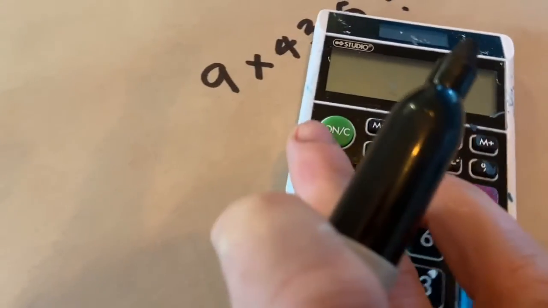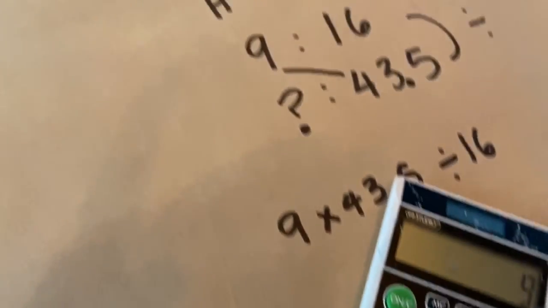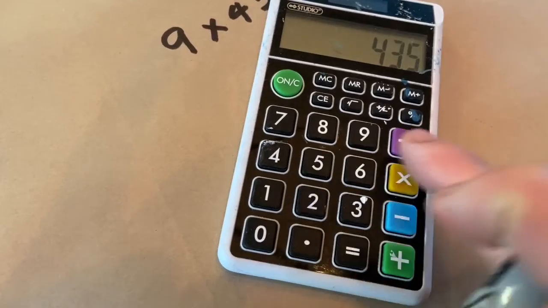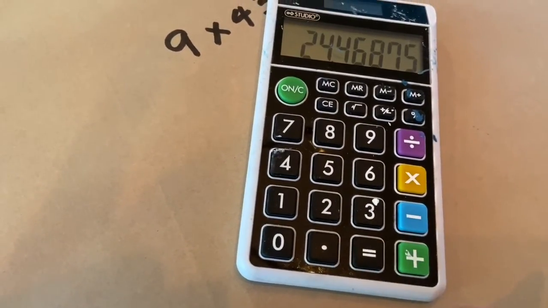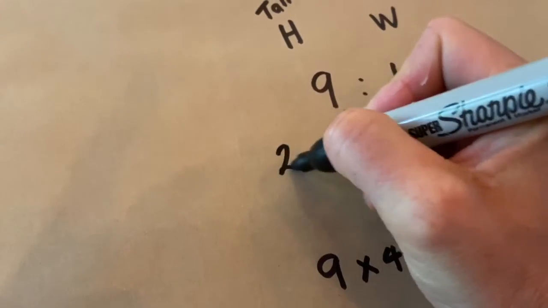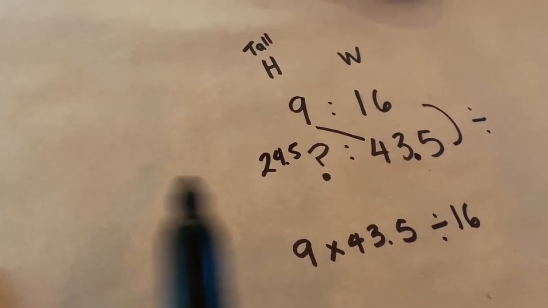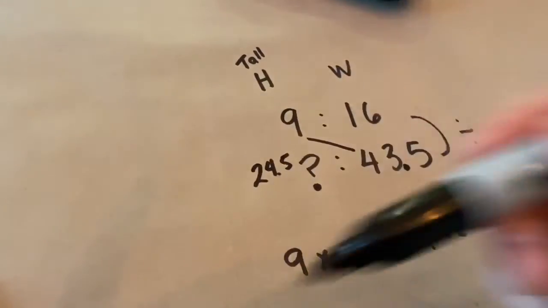It's a very fancy calculator I have at home. 9 times 43.5 divided by 16 equals 24.46, so about 24.5. So this answer is 24.5. So it means that if your television is 43.5 wide, then the height will be 24.5.